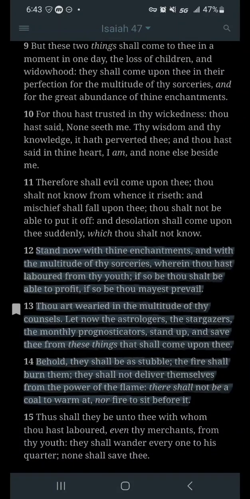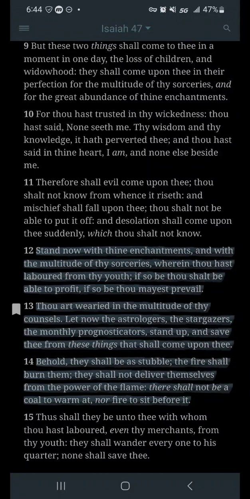Let me jump down to verse 12. Stand now with thine enchantments and with the multitude of thy sorceries, wherein thou hast labored from thy youth. If so, thou shalt be able to profit. If so, thou mayest prevail. And this is exactly what America's going to do, man. They're going to continue with the witchcraft and their sorceries, thinking that they're going to prevail, man. All right? But it's not going to happen, man. According to Yahweh Bashem Yahushai.